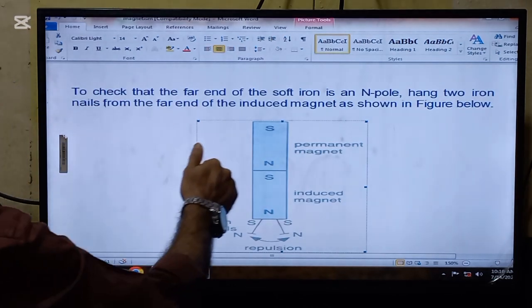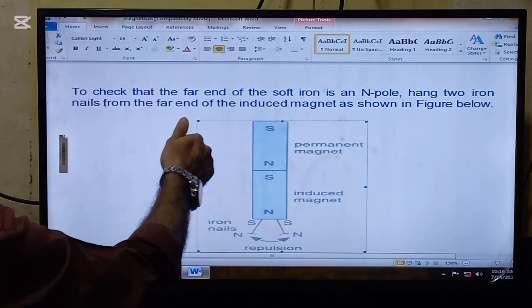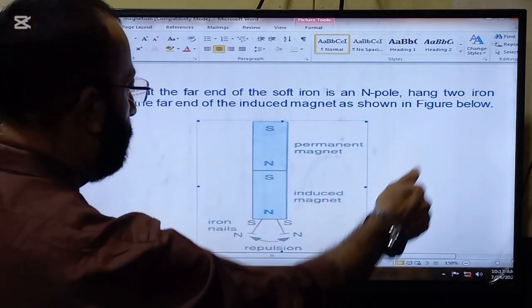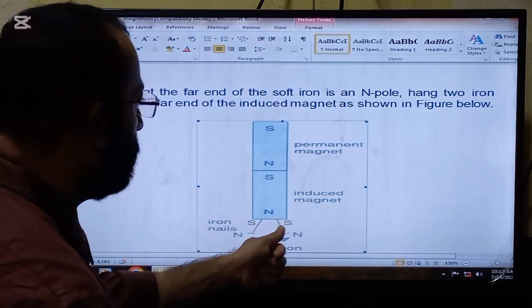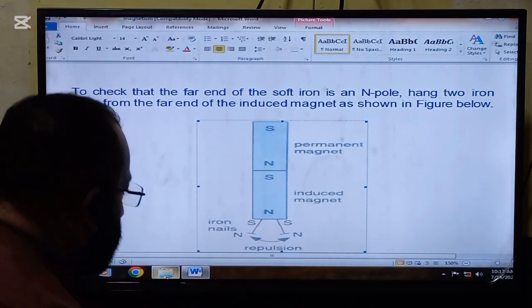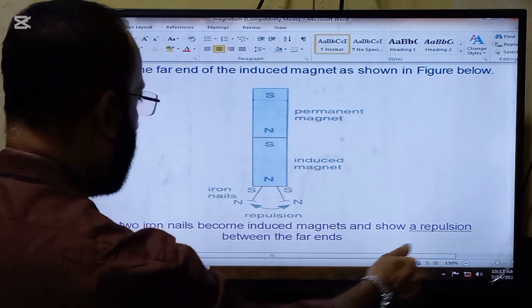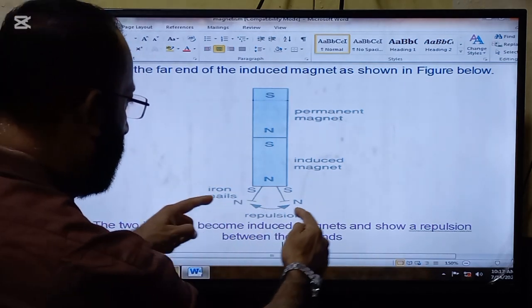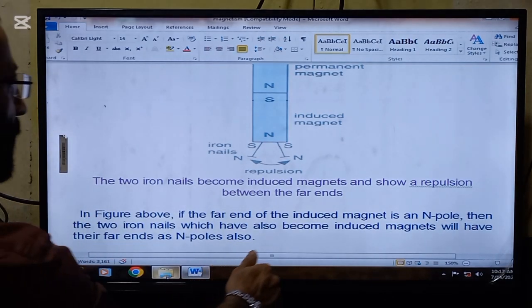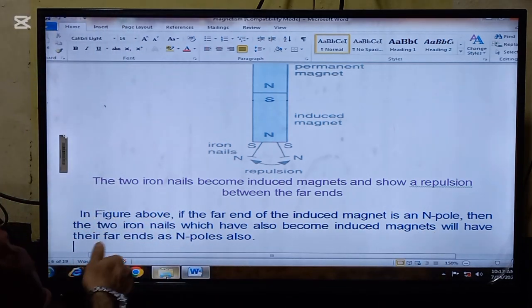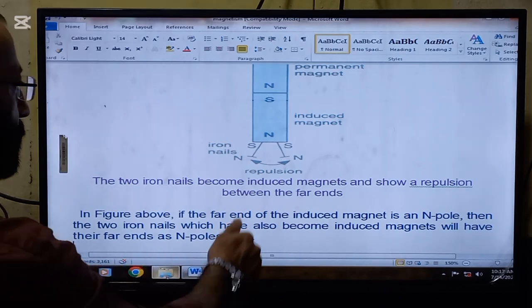To check that the far end of the soft iron is an N pole, hang two iron nails near the far end of the induced magnet as shown in the figure. So look now, two iron nails are placed at the far end of the induced magnet. Here is the permanent magnet. The two iron nails become induced magnets and show a repulsion between the far ends. So they will repel. In the figure above, if the far end of the induced magnet is an N pole, then the two iron nails which have also become induced magnets will have their far ends as N poles also.